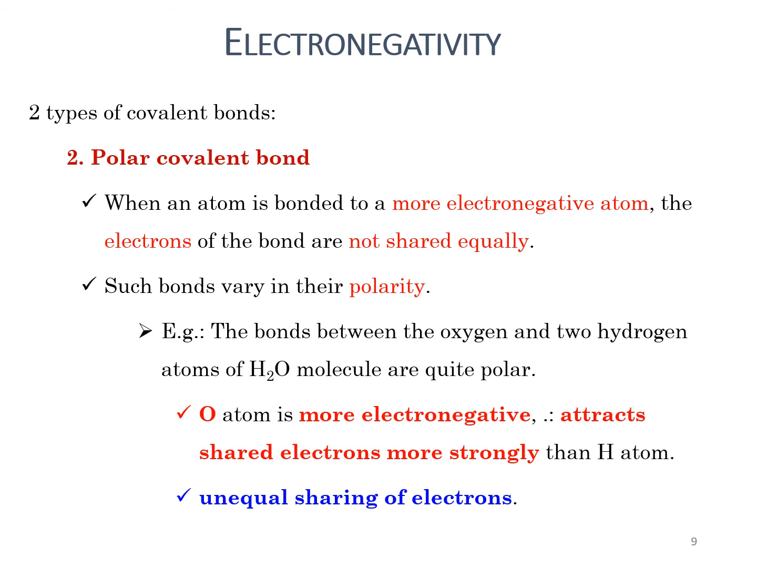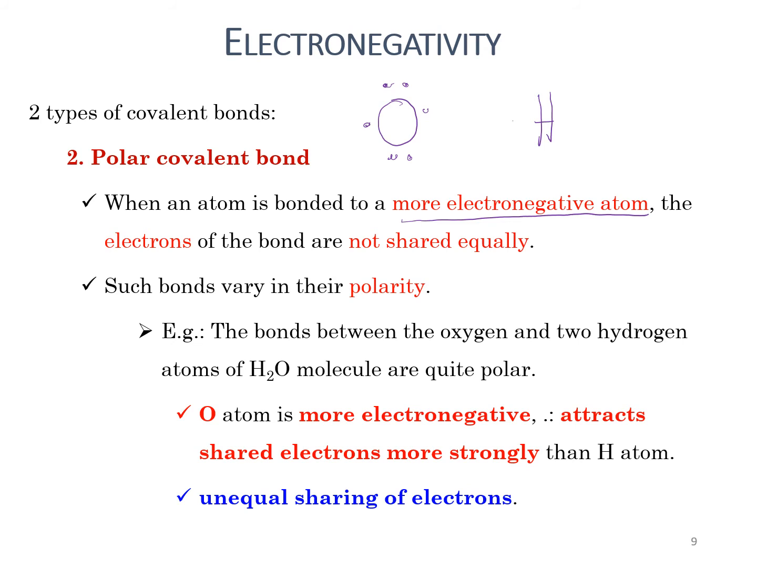The next type of covalent bond is the polar covalent bond. A polar covalent bond is formed when an atom is bonded to a more electronegative atom. The electrons of the bond are not shared equally. For example, an example of a more electronegative atom is oxygen. Oxygen will have 6 valence electrons, 1, 2, 3, 4, 5, 6, compared to the hydrogen atom.